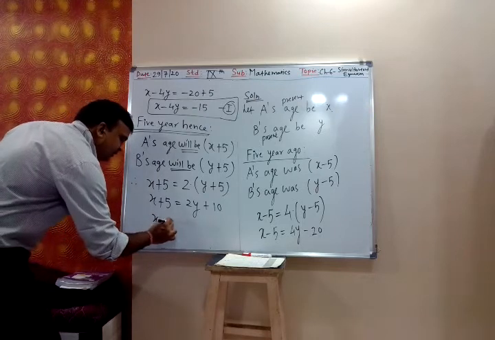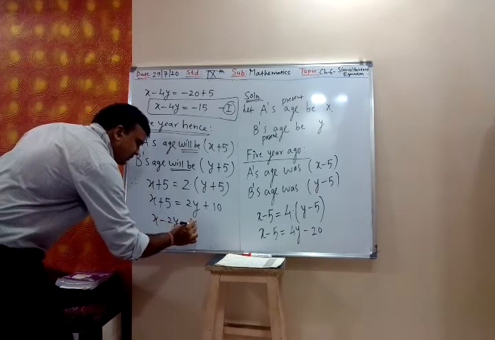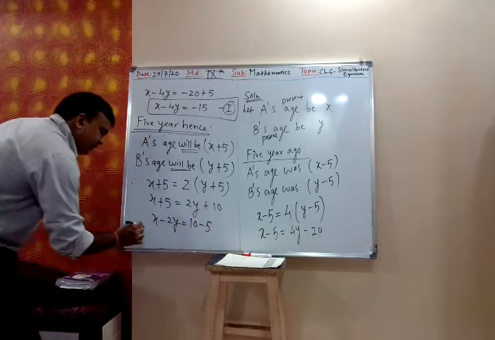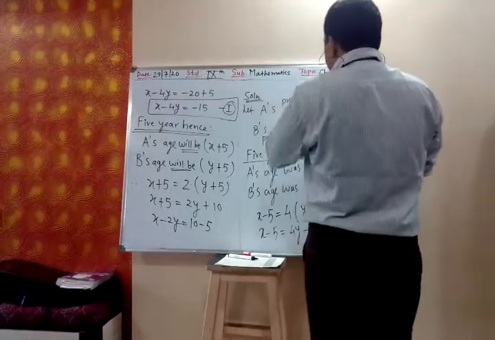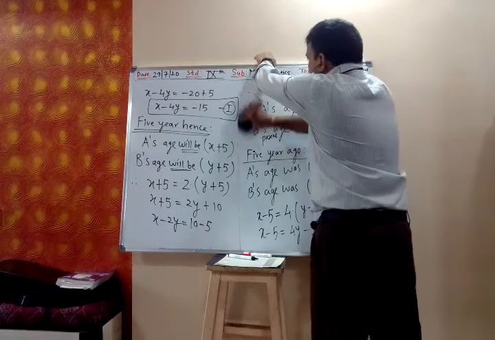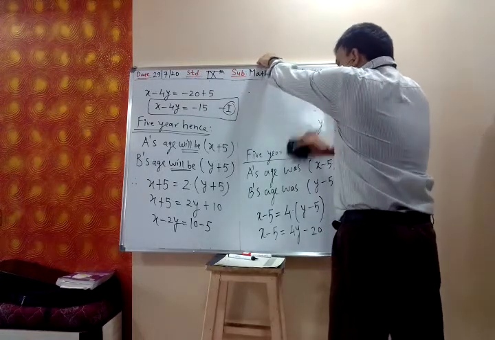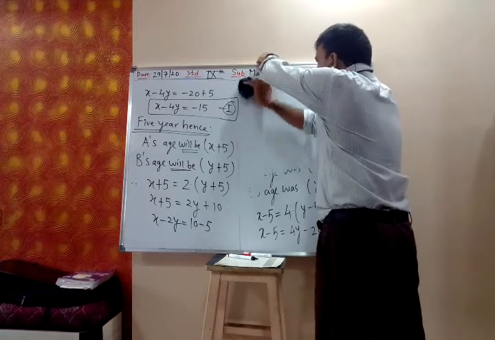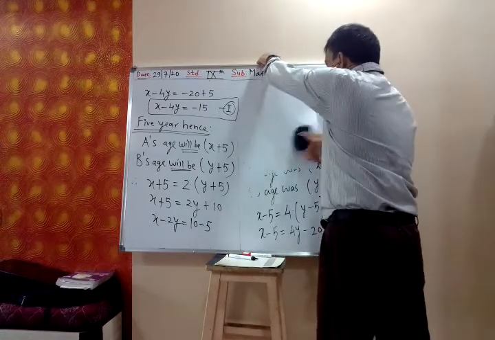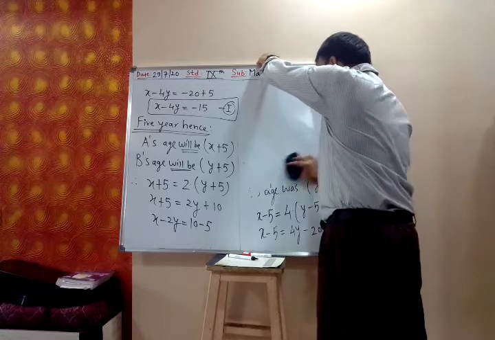x minus 2y is equal to 10 minus 5. So x minus 2y is 5. x minus 2y is 5. Solve this. x minus 2y is 5. Ask the doubt.